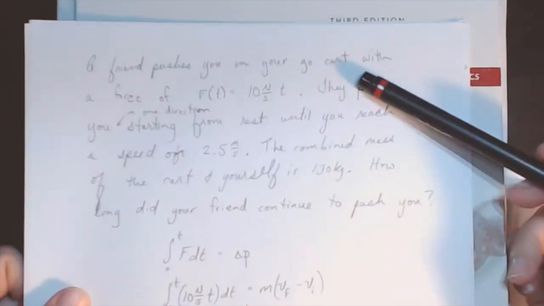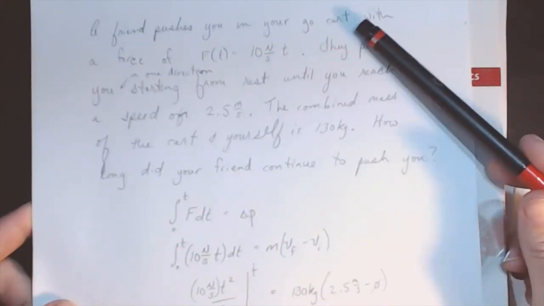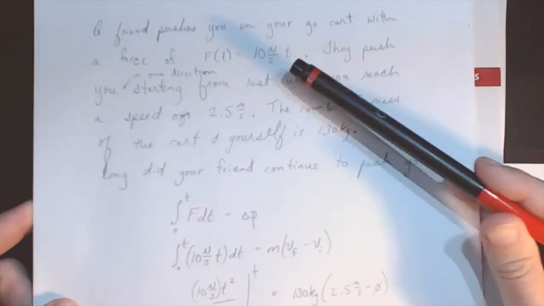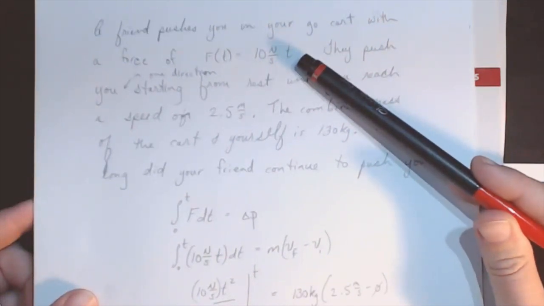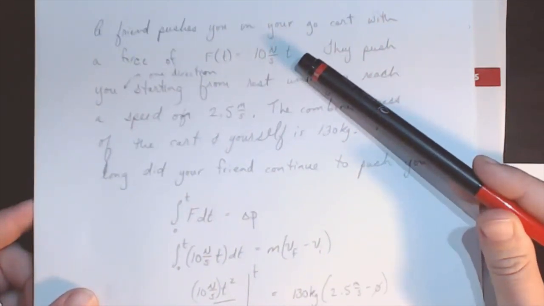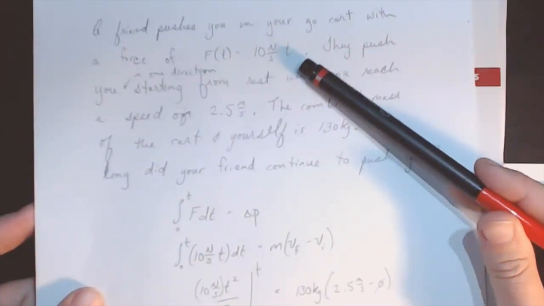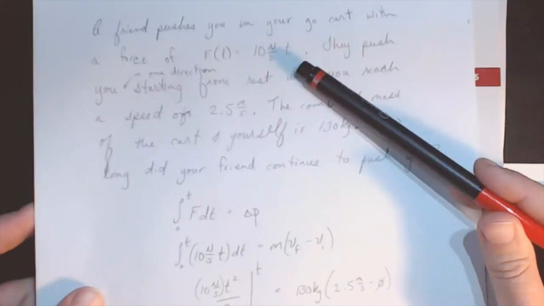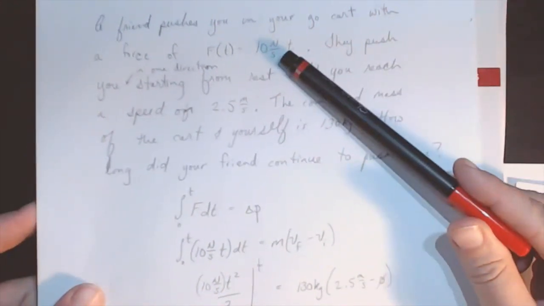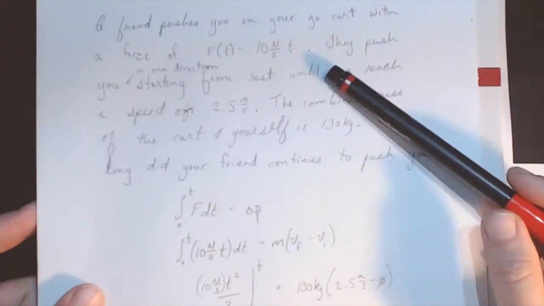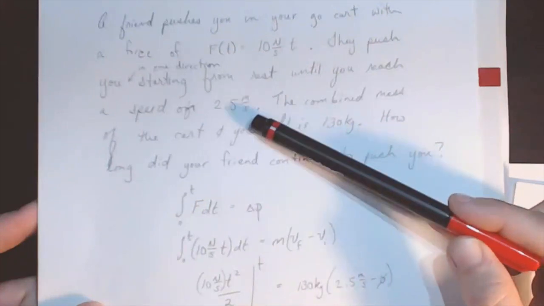The next one I gave you was an impulse problem. Your friend is pushing your go-kart with a force as a function of time, and that function's given to you. That tells you that you're likely to be integrating if you have it in terms of it being a function. That force over a period of time will create a change in momentum. So in this case, you start from rest and go to a final velocity.